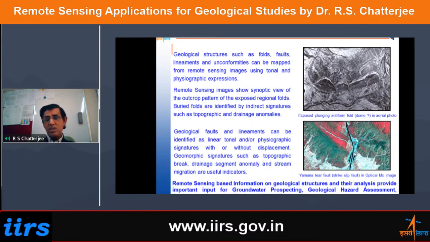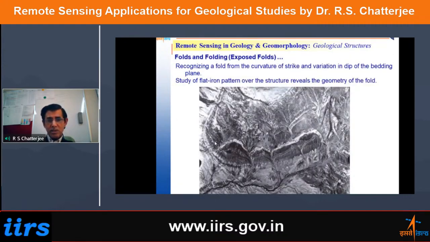But in a remote sensing image, you can interpret the regional picture of the geological structure. Here you see an exposed folded structure, and very nicely you can interpret the geometry of the folded structure. Here certain landforms are there. You can see these are the landforms, triangular facets, isn't it? Here are small size triangular facets, and here are the large size triangular facets. These triangular facets are known as flat irons, like the iron-shaped feature.